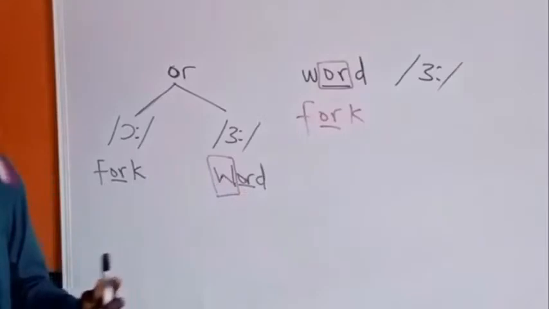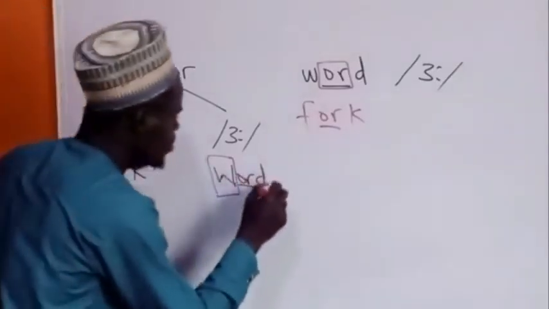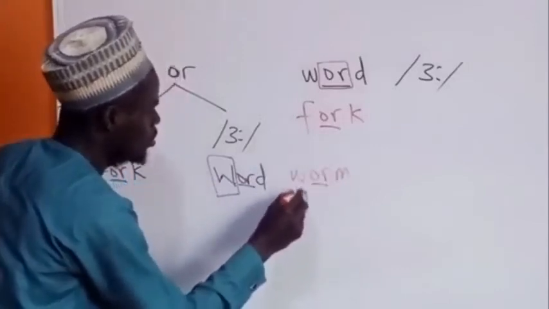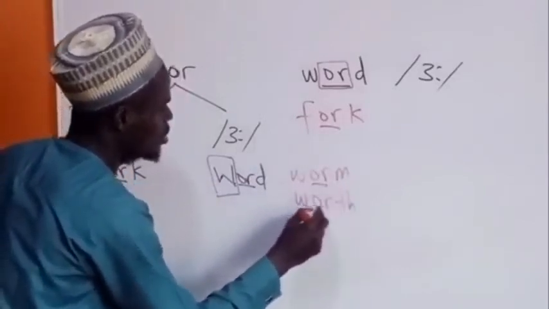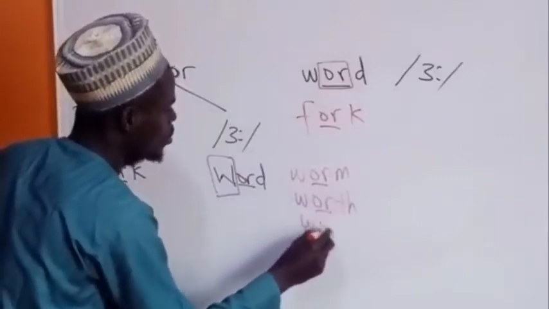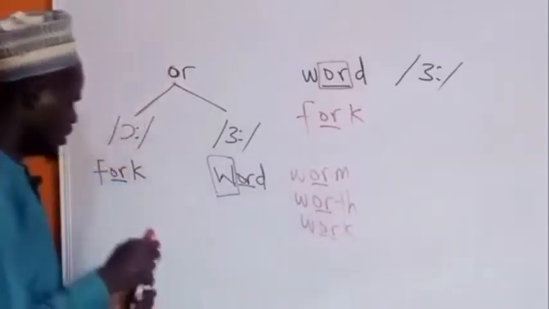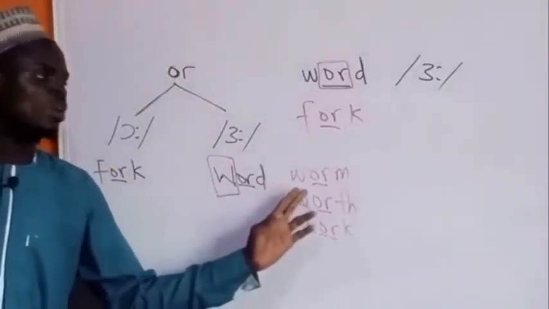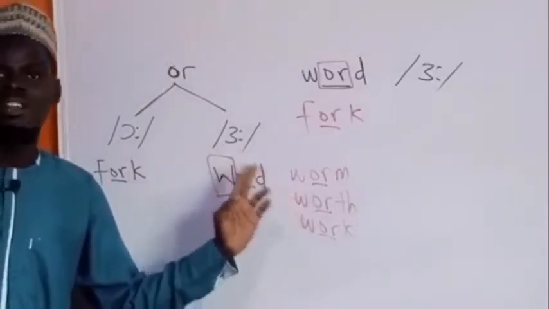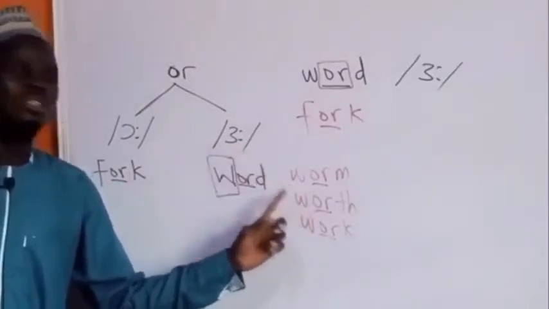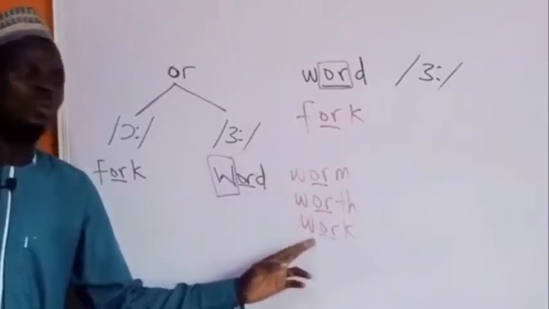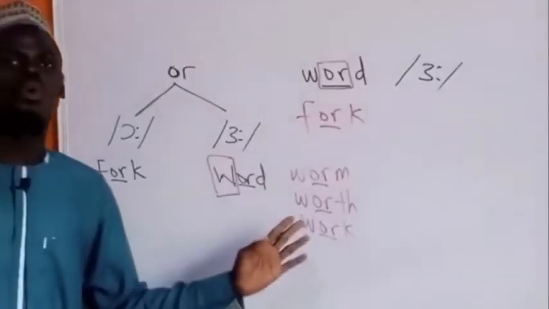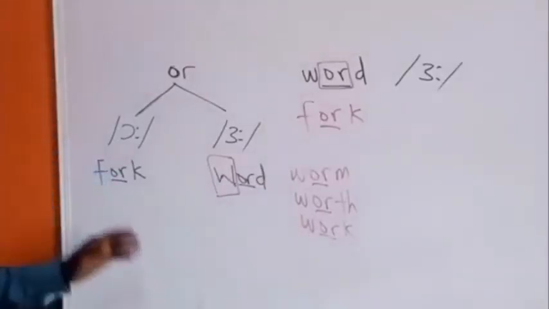There are some other examples for this, like WORM, WORTH, WORK. If you want to pronounce these words, you say "werm". You do not say "worm" with an "or" sound. Likewise, worth, work. Not "work" with an "or" sound, not "worth", not "worm", as most people pronounce them.